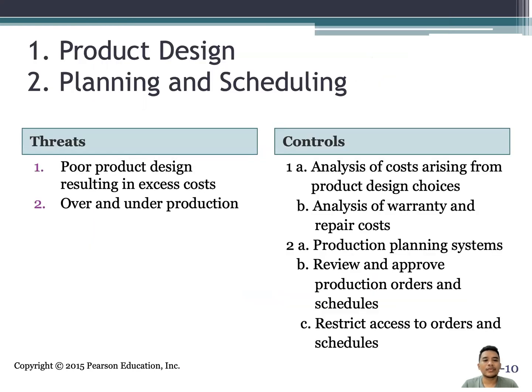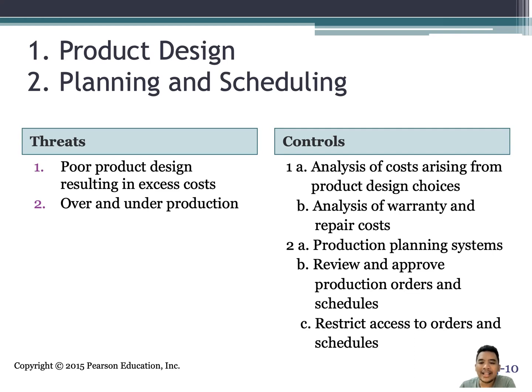So what are the processes that are common when it comes to the production cycle? We have number one, product design and planning scheduling. So what are the usual threats here when it comes to these two items? We have number one, poor product design resulting in excess cost. So what are the controls to mitigate this kind of threat?